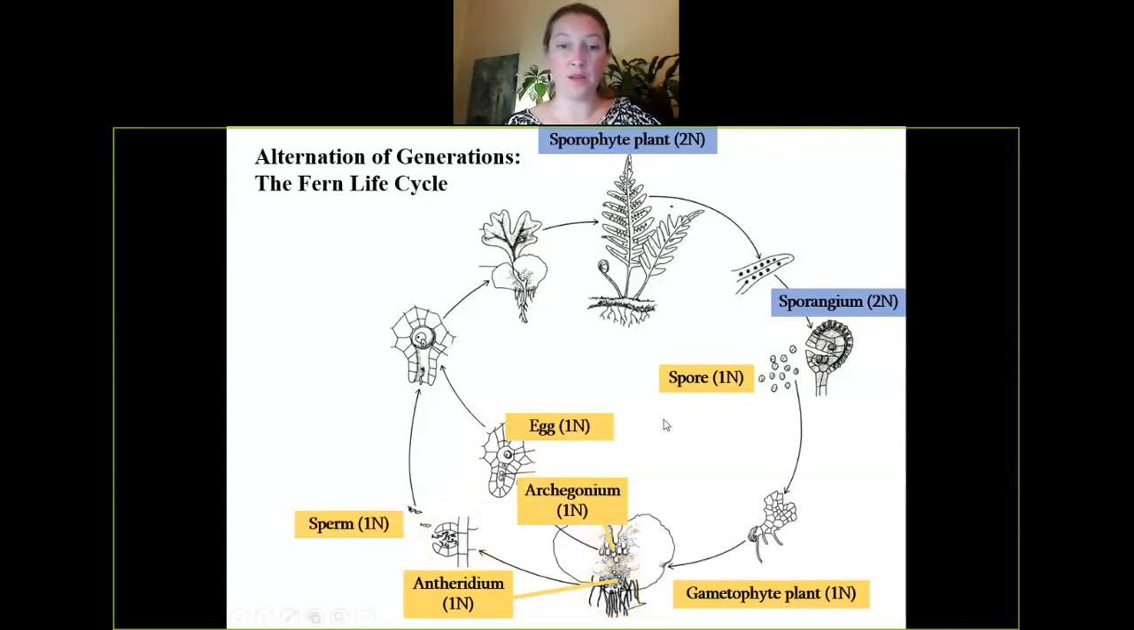So inside of that archegonium is an egg. You can see it here. I'll draw it in red just to make it obvious. There's an egg right there. And inside of the antheridium are sperm, which will ultimately get released, right? So here's a sperm leaving.